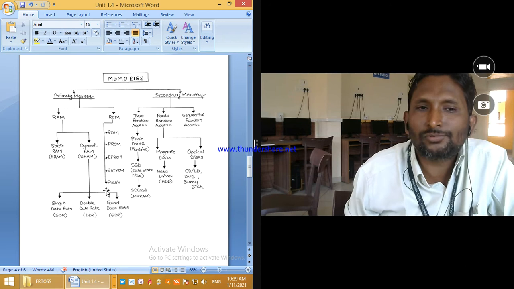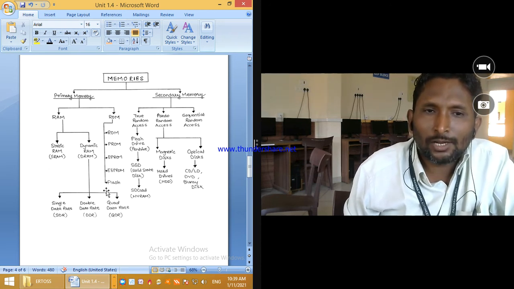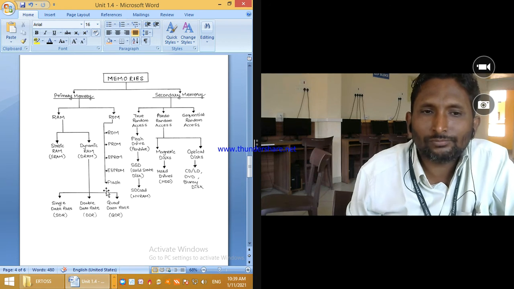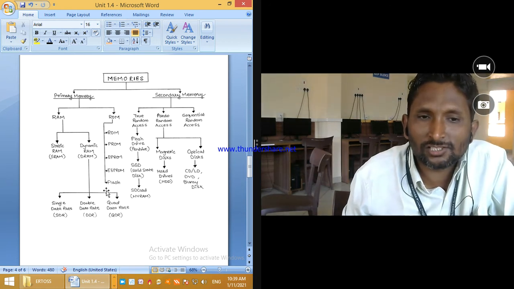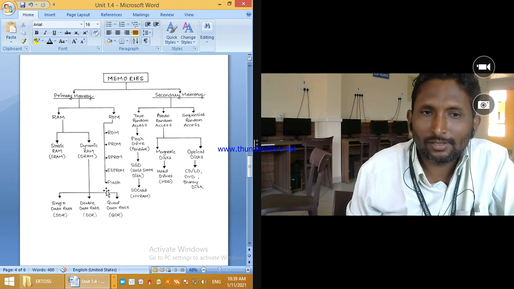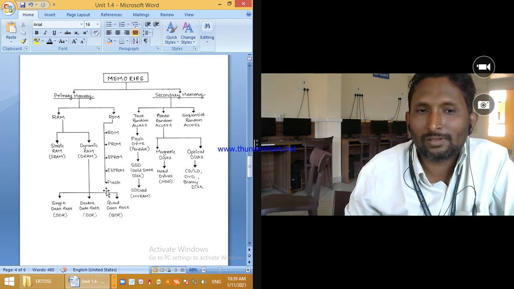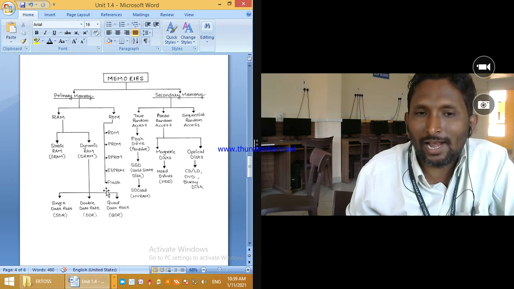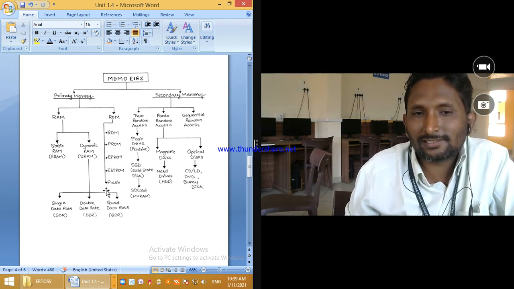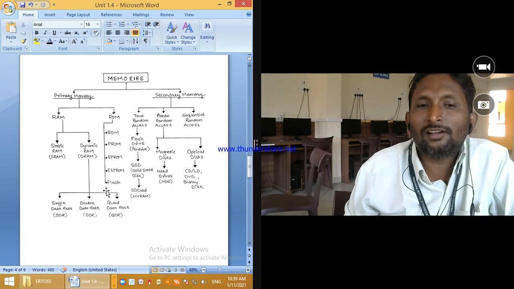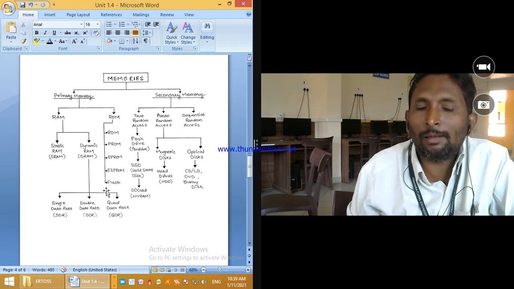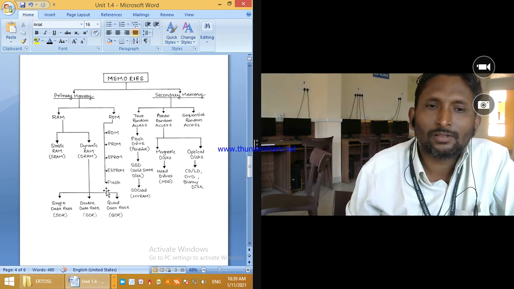Secondary memory has 3 types: true random, pseudo random, and sequential access. True random is divided into flash drive, that is pen drive, then SSD, solid state disk, and SD card. All these are types of secondary memory. Then pseudo random: magnetic disk and hard disk HDD, optical disk and Blu-ray disk. These are the types of pseudo random access.